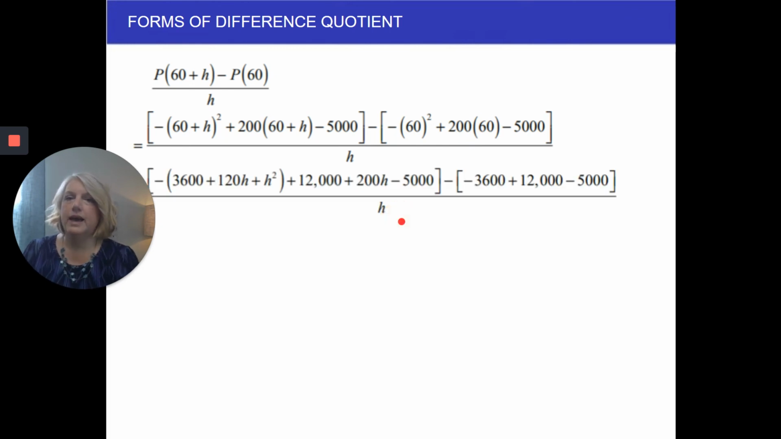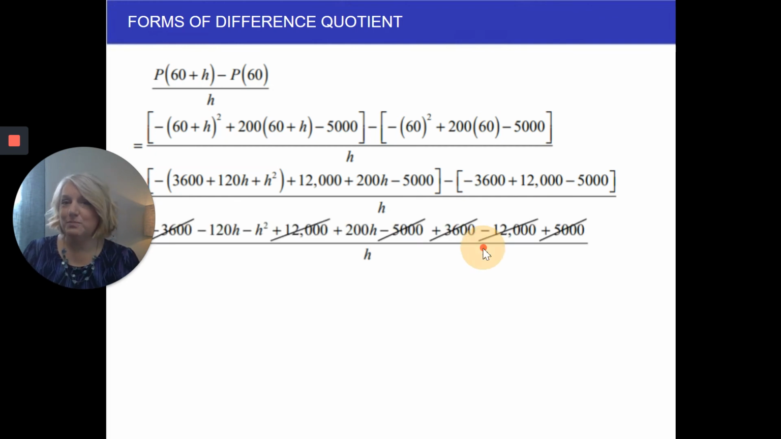So when we take a look at it, we multiply out our quadratic, that's this part right here. We distribute our 200, that's this part right here. And then, of course, we simplify our numbers like there. We do have some cancellation, sorry. The dogs are barking.